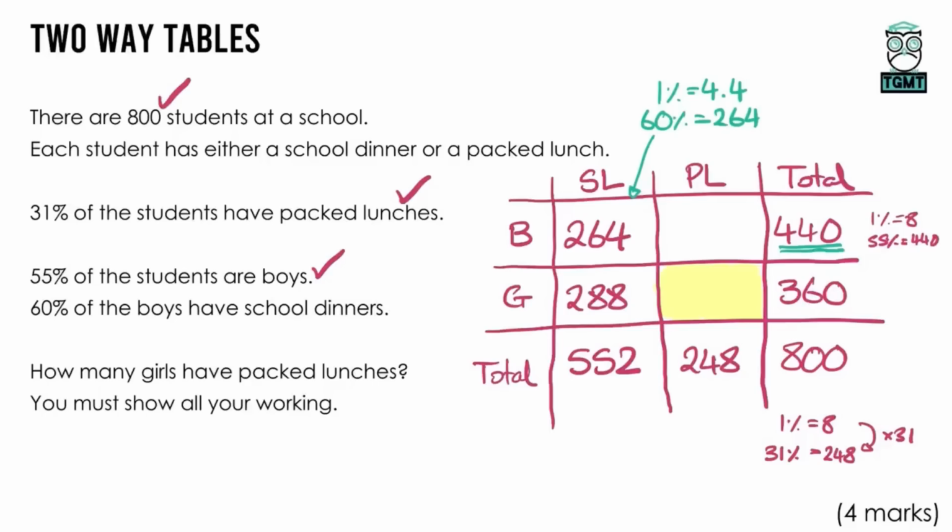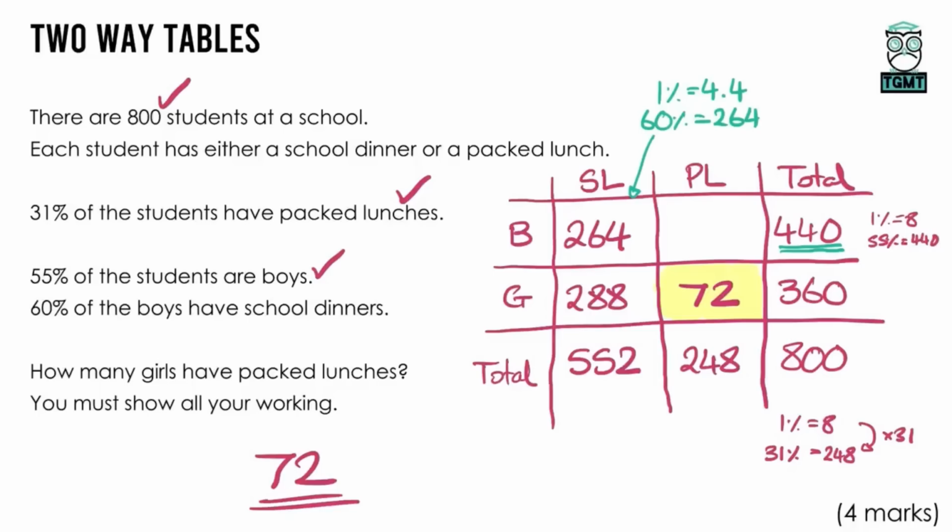So 360, take away the 288. That's the total girls, take away the girls that had school dinners. And that leaves us with 72. And there we go. That is our final answer, 72. And using the two-way table is showing our working. I have had to show around the side the percentages that I've done.